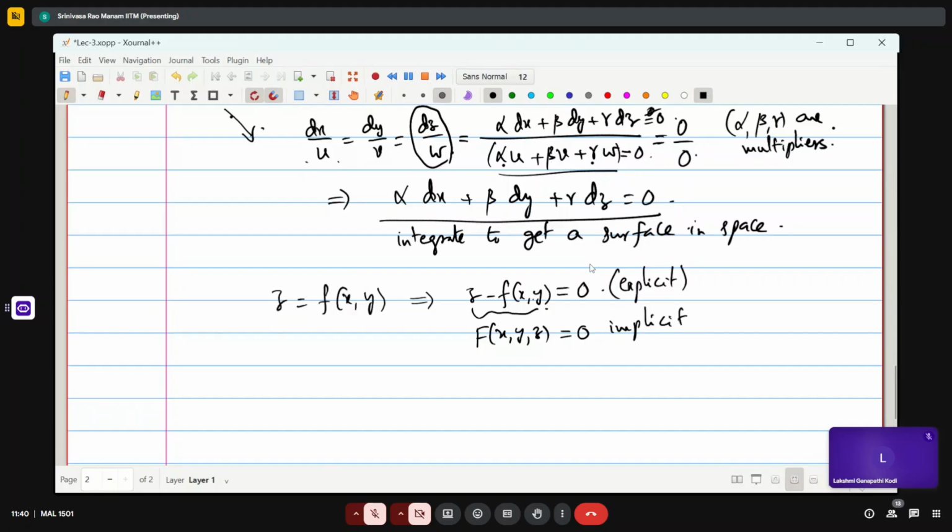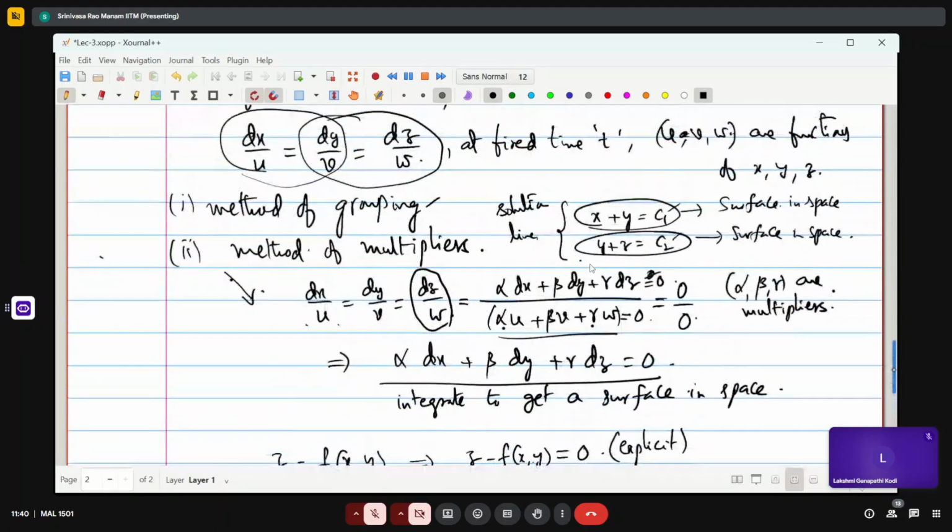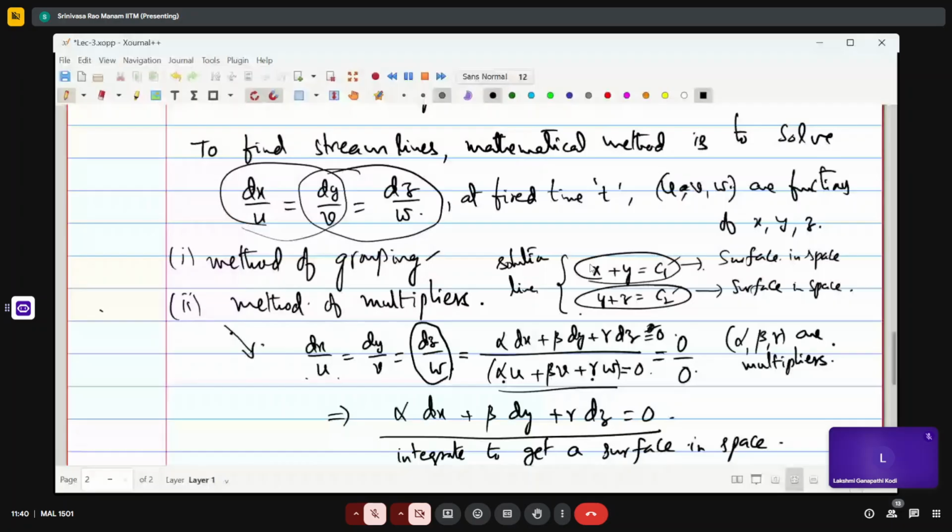As you see in this form, once you solve it, F equal to a constant c1, different constants may give parallel surfaces. So you consider two such independent surfaces. Basically, the whole idea is that you get two, by the method of grouping. These are two independent surfaces.